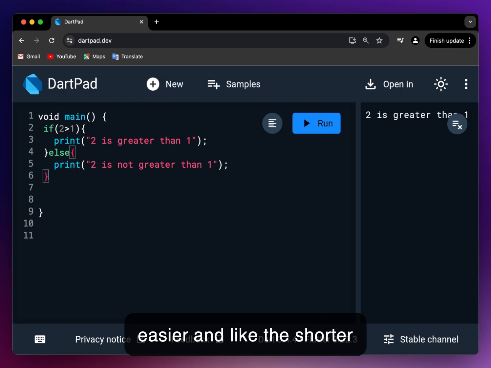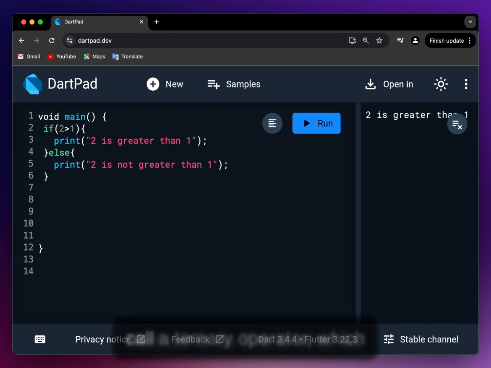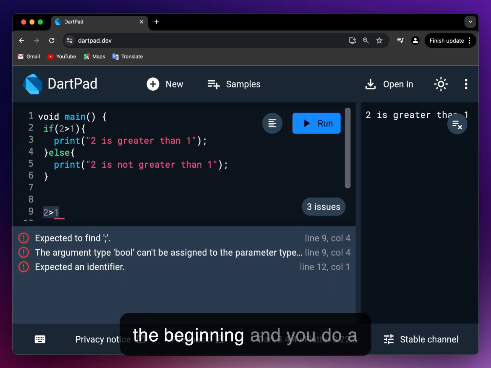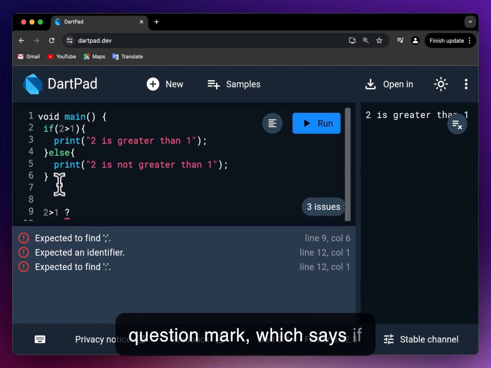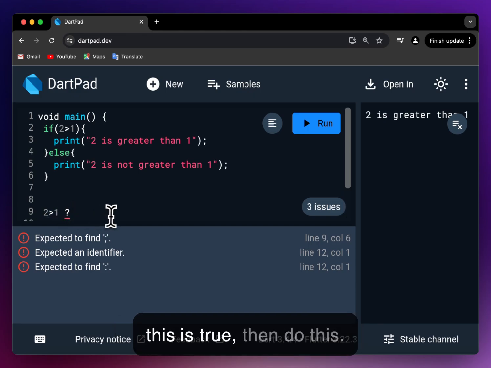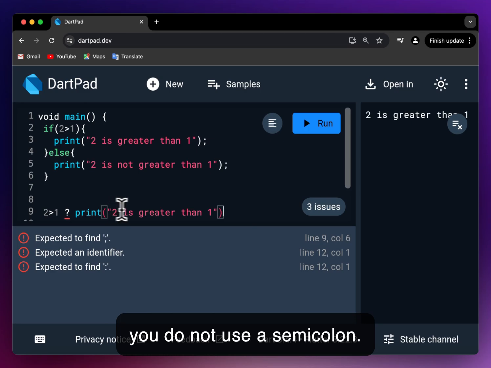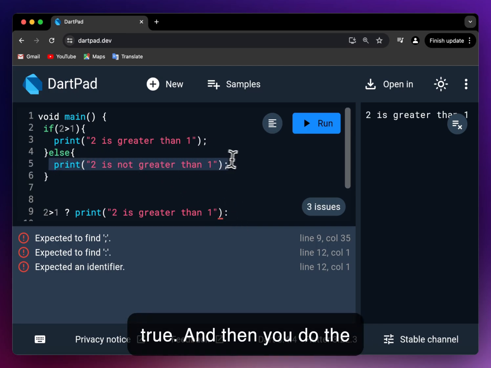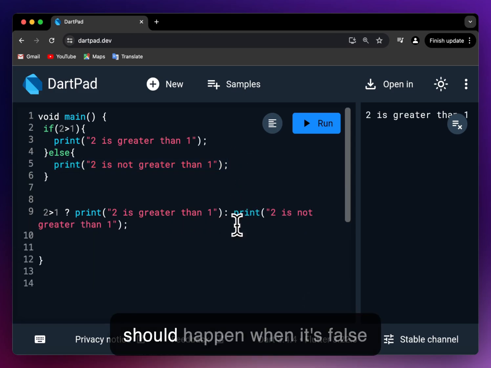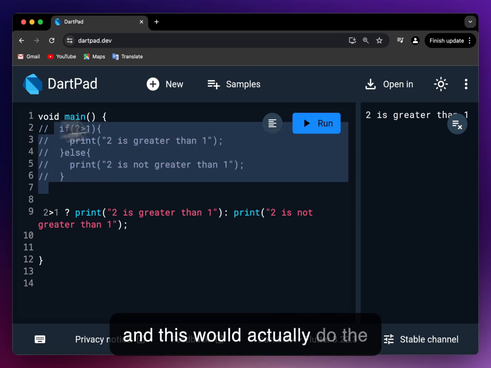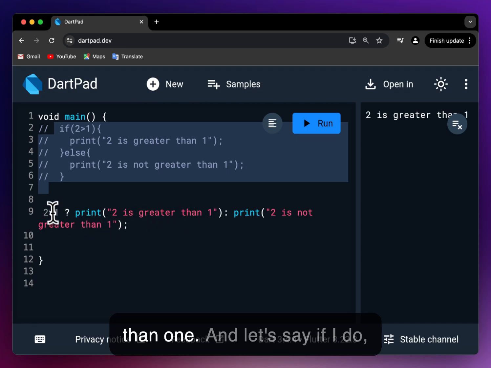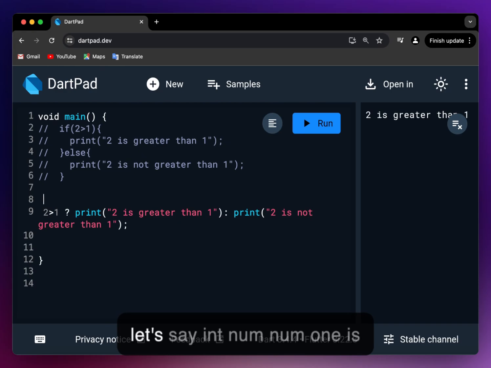The easier and shorter method to do this is what we call a ternary operator, which is you place your condition in the beginning, and you do a question mark which says, if this is true, then do this. Here you do not use a semicolon. You first write the true condition and the thing that should happen when it is true, and then you do the false condition, the thing that should happen when it's false, and this would actually print out the same thing. 2 is greater than 1.